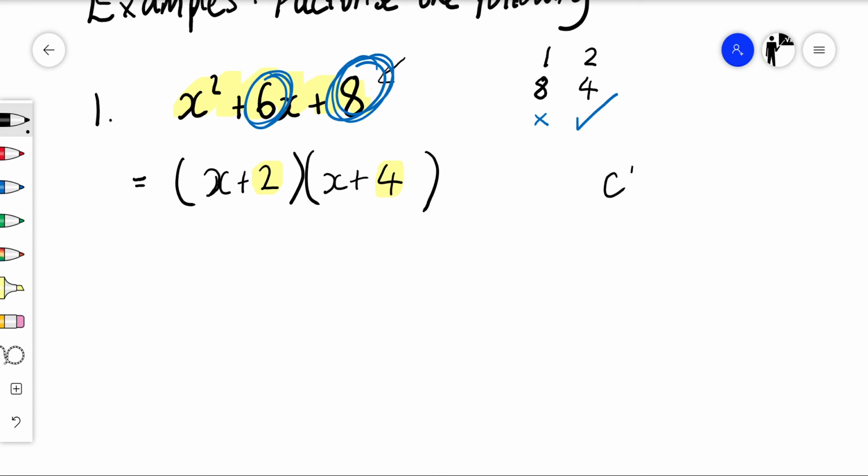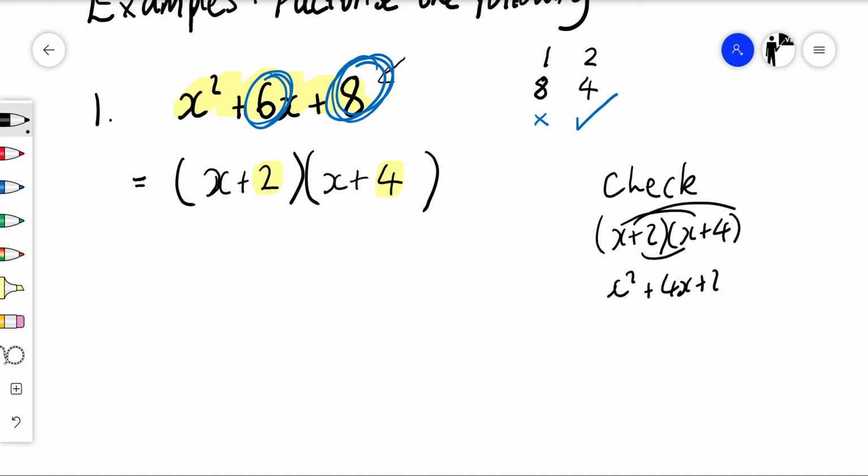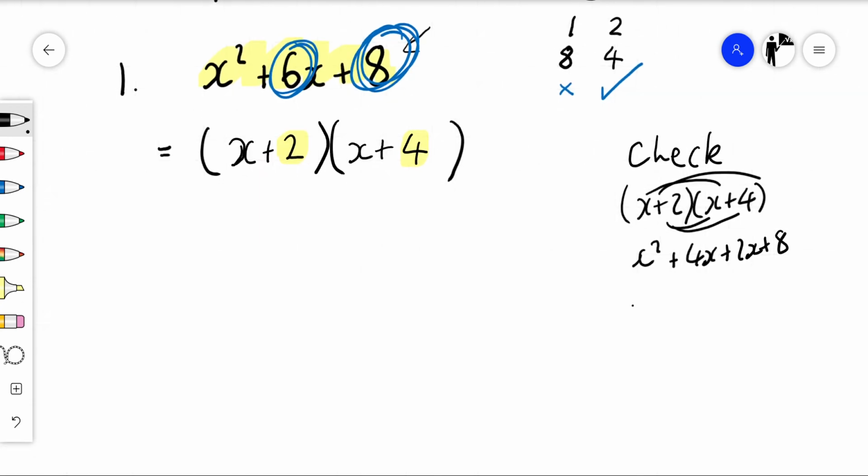If we were to check this, x plus 2, x plus 4, that would be x squared plus 4x plus 2x plus 8, which would become x squared plus 6x plus 8. I've done my check, it's the same as the original question, I know I'm good.